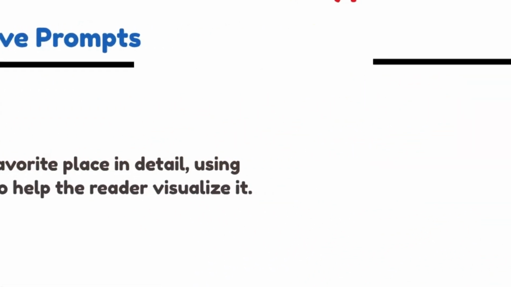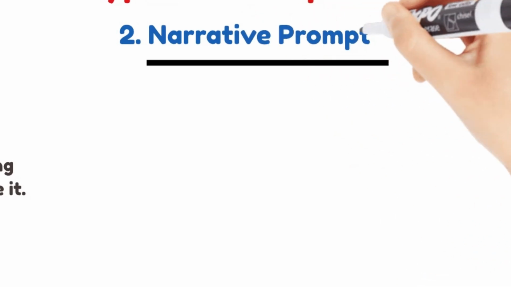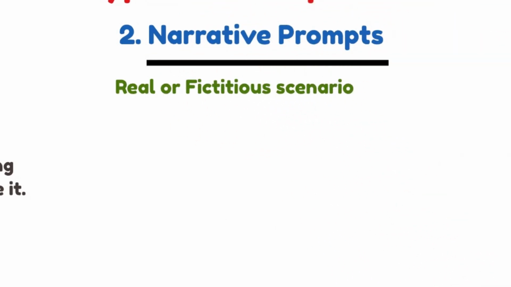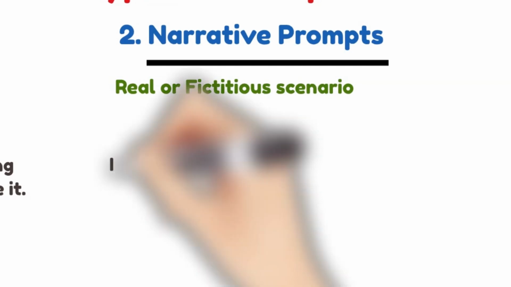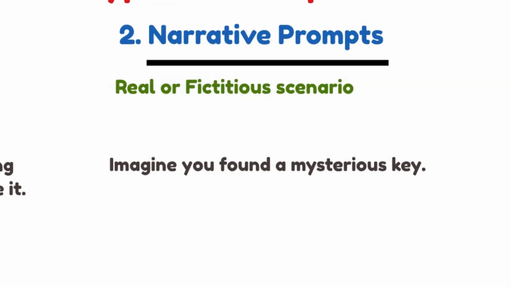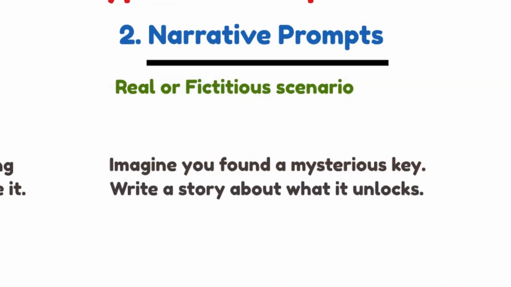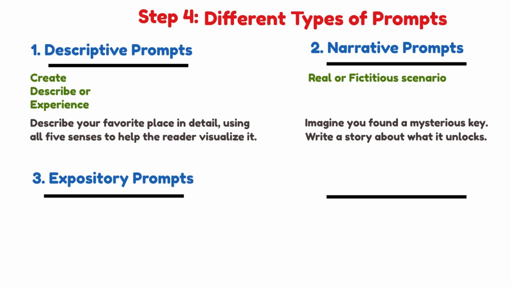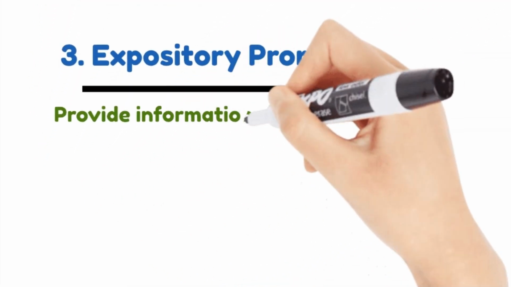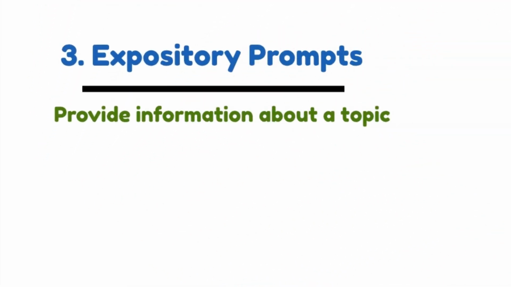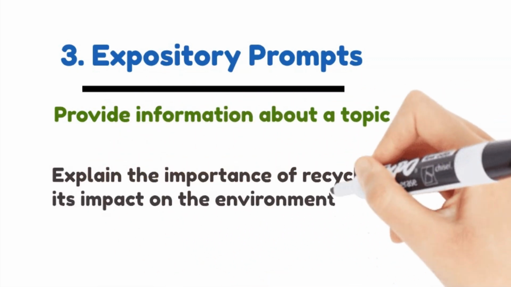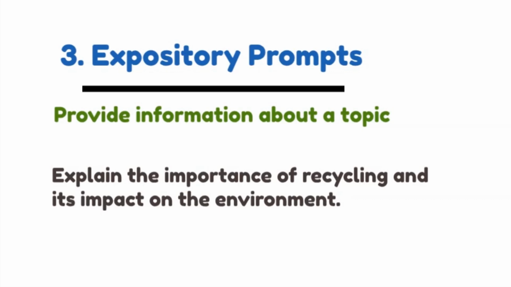Number 2. Narrative prompts. These describe a real or fictitious scenario and invite students to tell a story about it. You could use a prompt like, "Imagine you found a mysterious key. Write a story about what it unlocks." Number 3. Expository prompts. These ask students to provide information about a topic. For instance, "Explain the importance of recycling and its impact on the environment," prompts students to research and present factual information.